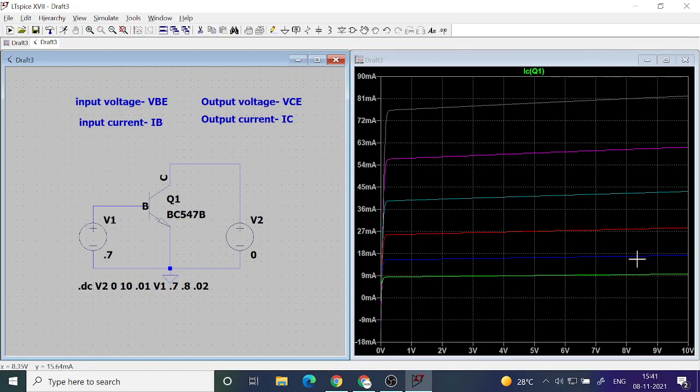So the green curve corresponds to 0.7 volt. V1 equal to 0.7, that is VBE is kept at 0.7. It is not varying. And then the next one is 0.72, then 0.74, 0.76, 0.78, and the last one is 0.8 volt. Typically a forward bias junction will have to be between 0.7 and 0.8 for a silicon diode.